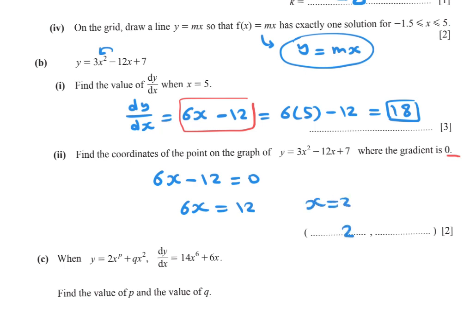So x equals 2. I need to find y. To find y, substitute in the original equation. Put x equals 2: 3 times 2 squared minus 12 times 2 plus 7. So 3 times 4 is 12, 12 minus 24 plus 7 is negative 5. So the point is 2 and negative 5. So equate the gradient to 0, then find x, then substitute to find y.